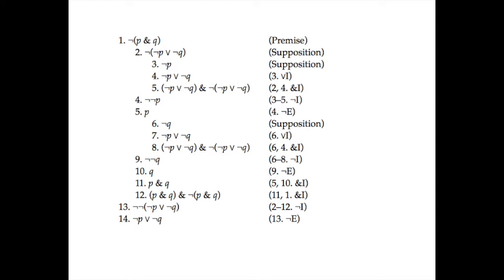Now look at line 5 and line 10. That gives me P and Q, my and introduction rule. And now line 11 contradicts line 1. So on line 12, I write down the contradiction from line 11 and line 1 by and introduction. And that means the supposition that I made on line 2 is false. So on line 3, I write down not, parentheses, not P or not Q. That comes from line 2 through line 12 by not introduction. And then I just use my not elimination rule.